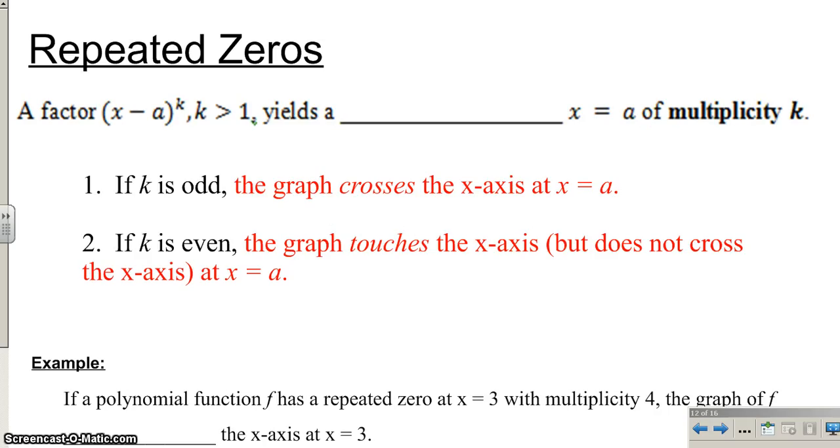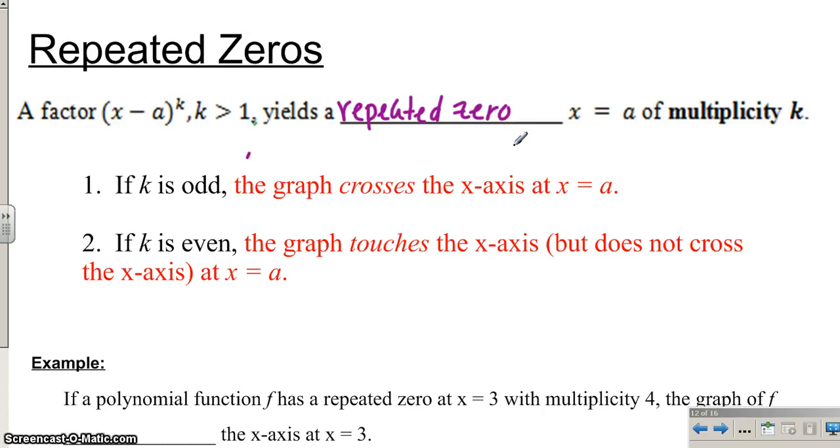Okay, now we're going to talk about repeated zeros, which is what we actually just saw in that previous example. Sorry, I was locating my pen there. So a factor of (x - a)^k, where k is greater than 1, yields what is called a repeated zero, where x equals a of multiplicity k. So you're going to start to hear this phrase multiplicity a lot.